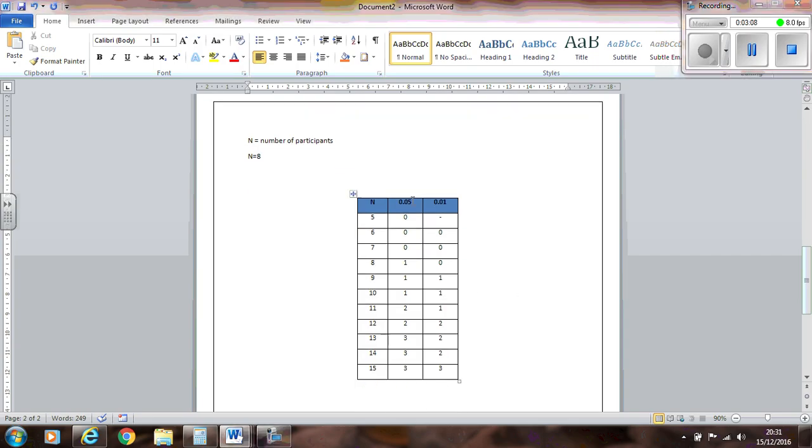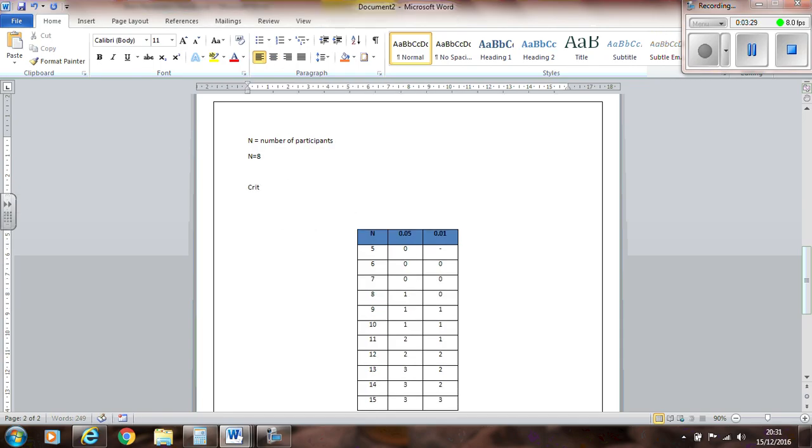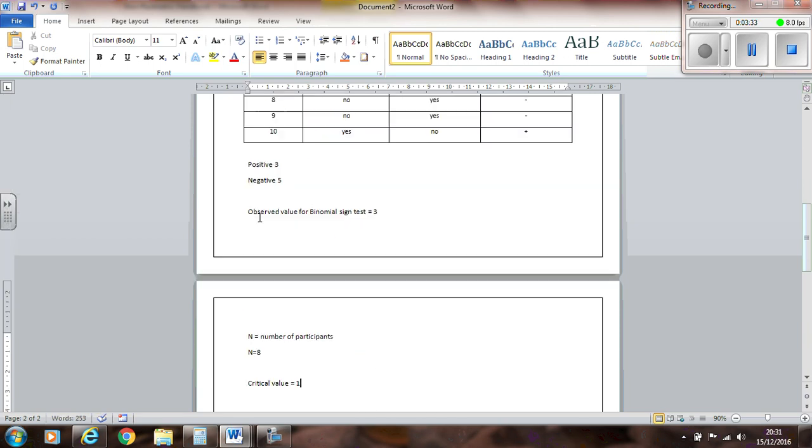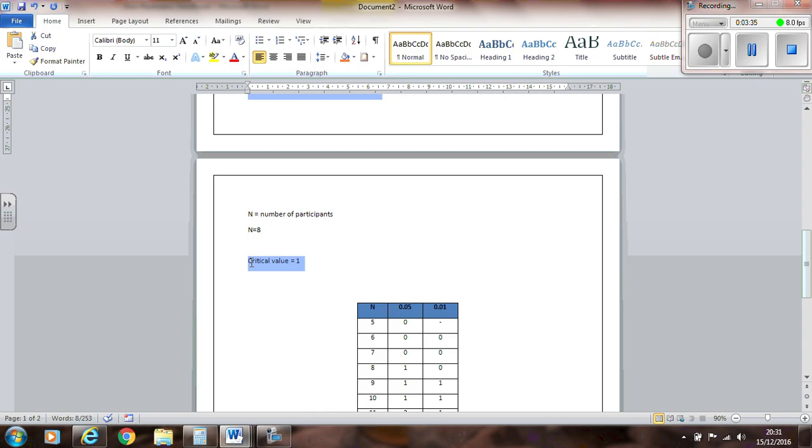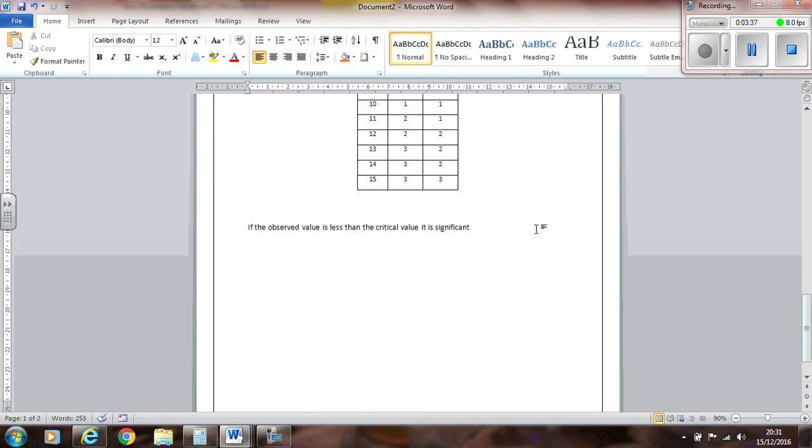So now look in this lookup table for the binomial sign test, and for 8, if we use a significance level of 0.05, which we normally do, because in psychology we're suggesting that the results are about 95% accurate, there's a 5% chance that they could have occurred by chance, because usually the p-value is less than 0.05. So the critical value is 1, and then we're comparing this observed value of 3 with the critical value of 1.